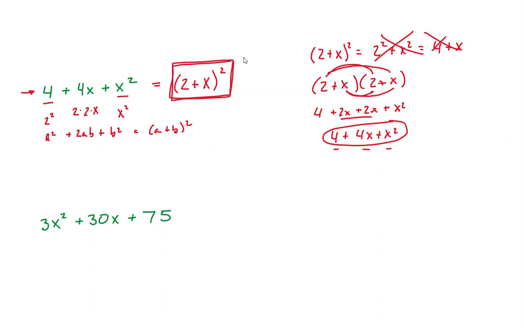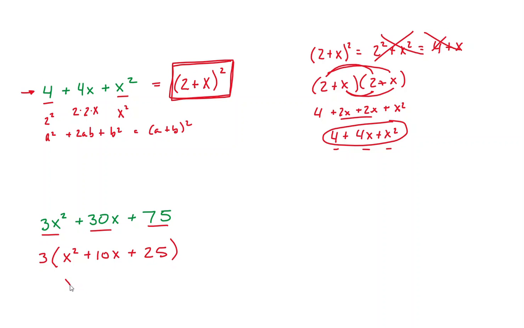And that's the pattern I was looking for. Okay, let's look at one more. 3x squared plus 30x plus 75. Hopefully you can see that this is not a perfect square, that's not a perfect square, but they both have a 3 as a factor, as does the middle term. So let's take that out, and we're left with x squared plus 10x plus 25.